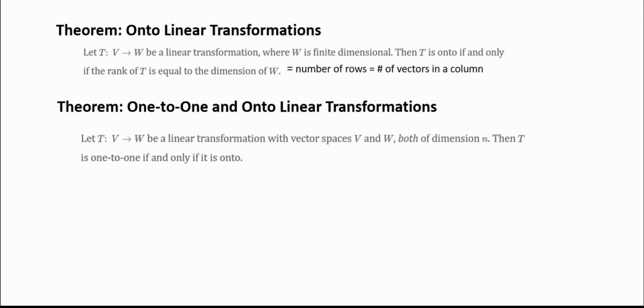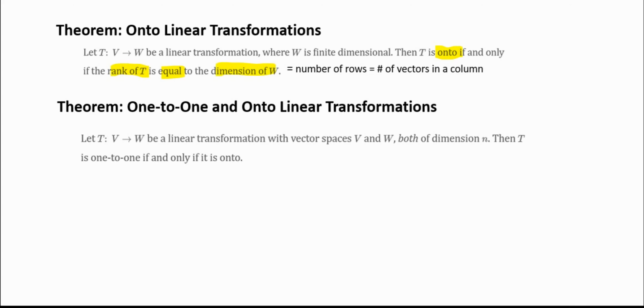Then T is onto if and only if the rank of T is equal to the dimension of W. Now this dimension of W will be the number of rows that you have. The number of rows is the same thing as the number of vectors in a column, right? So we get one to one if the kernel is equal to zero. That is, the solution space for AX equal to zero only gives values of zero, and we get onto when the rank that we can find is exactly equal to the number of rows.